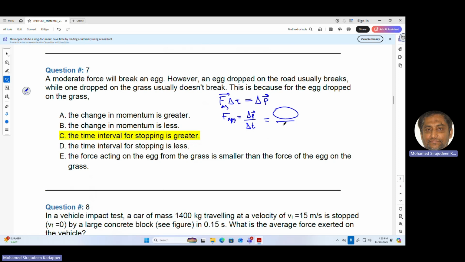So the delta T is the one that is different when you drop it on a road or drop it on a grass. When it is on the grass, delta T is maybe 10 times greater. On the road, it hits and, before it moves up, it comes to zero speed. But by then the force will be so great, it will crack the egg. So the reason, therefore, you understand why C is the answer.